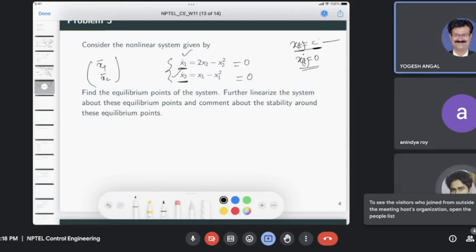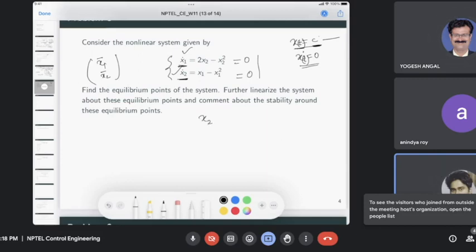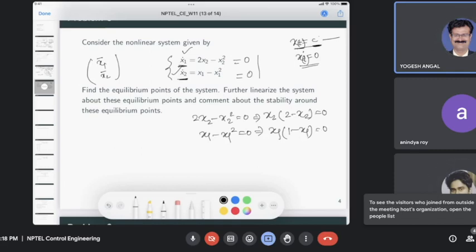So solving that will give all the possible equilibrium points. We see that x2 minus x2 squared is equal to 0 and x1 minus x1 squared is equal to 0, or 2 minus x2 is equal to 0. So x2 is equal to 0 or x2 is equal to 2. From the first condition, x2 can be either 0 or 2, and x1 could be 0 or 1. All these combinations will be equilibrium points.